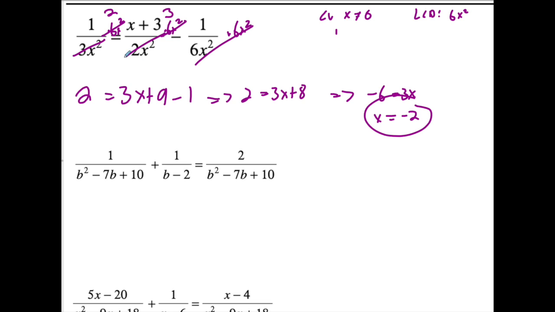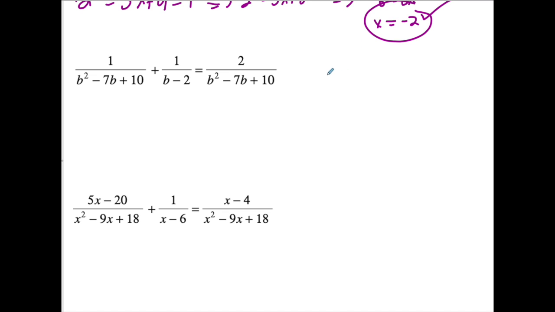So if we plug it in, let's see what I get. Negative 2, so that's 1/12, plus 3 is 1, 1/8 minus 1/24. So that's 2/12. That's 3/24. So, sorry, 2/24, 3/24 minus 1/24. Yep, it checks out.